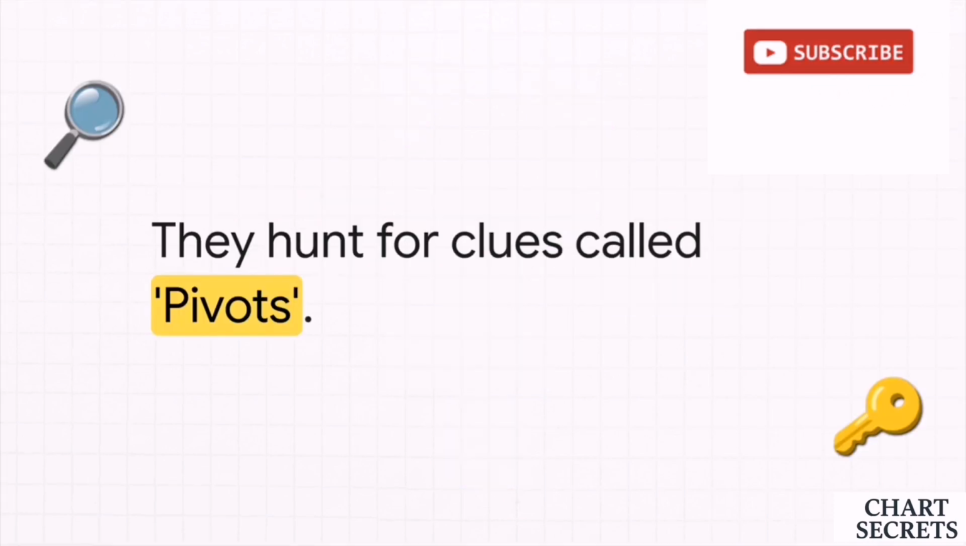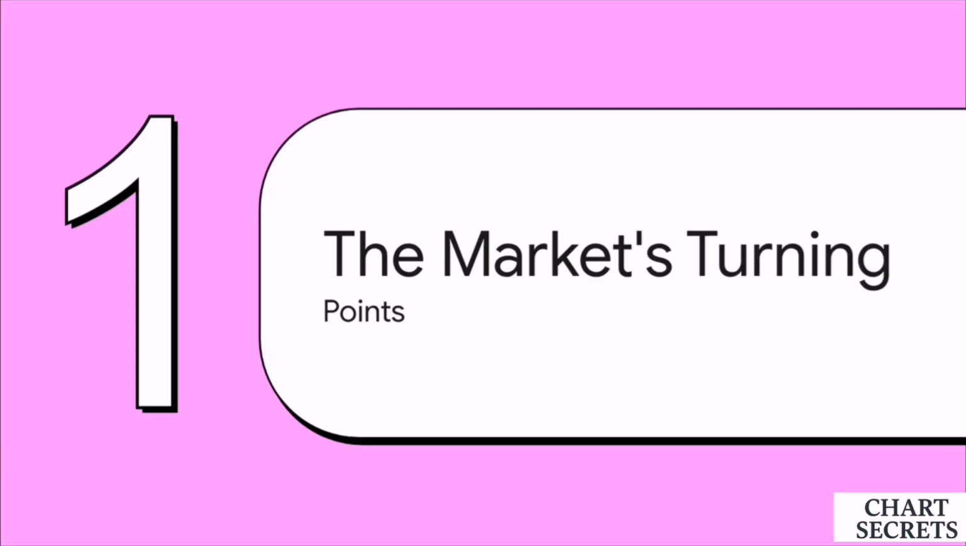And the biggest, most important clue we're going to focus on today is something called a price pivot. Think of it as the key that can unlock the market's next move. To find these pivots, we first have to know what we're looking for. And what we're looking for are the exact moments the market changes its mind, those crucial turning points.